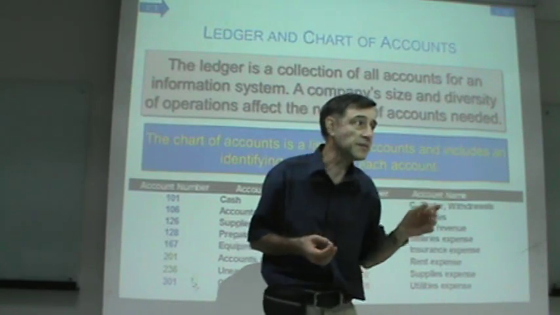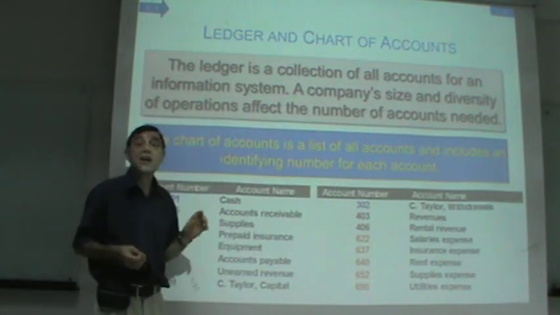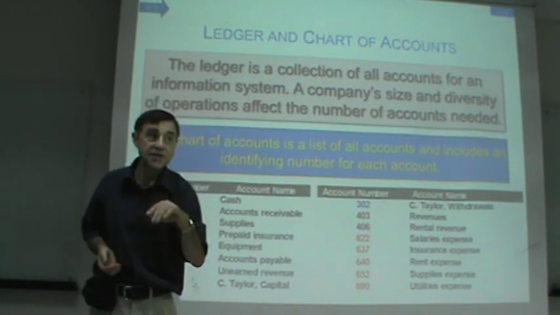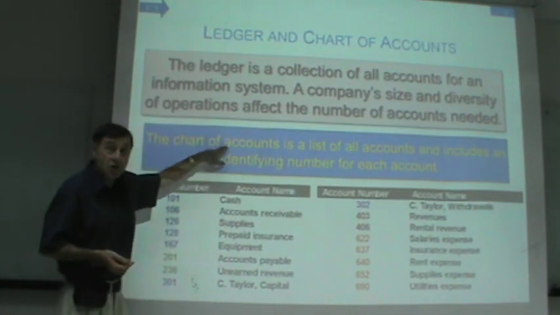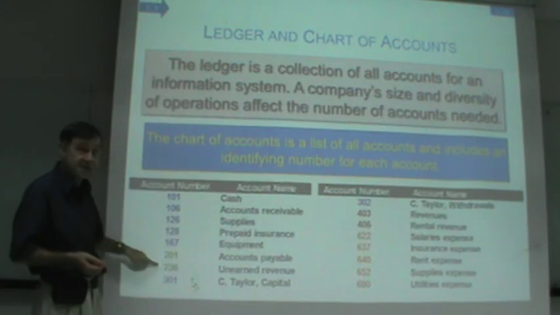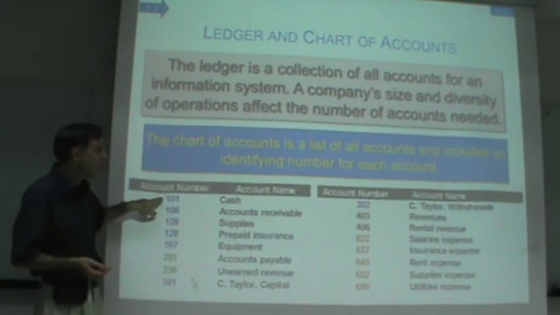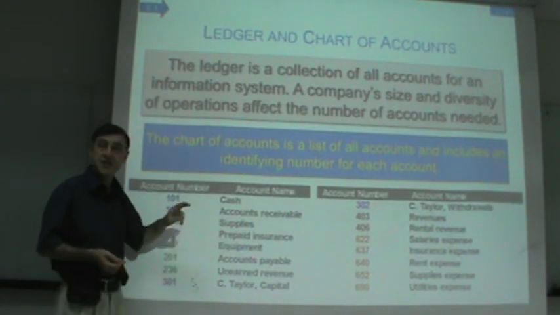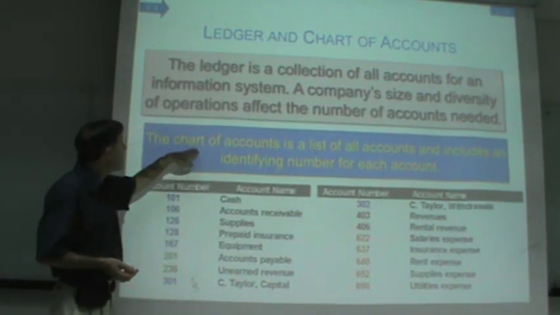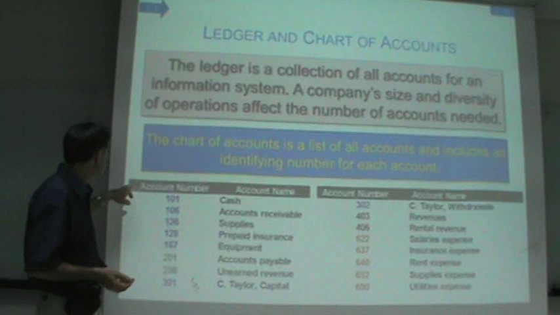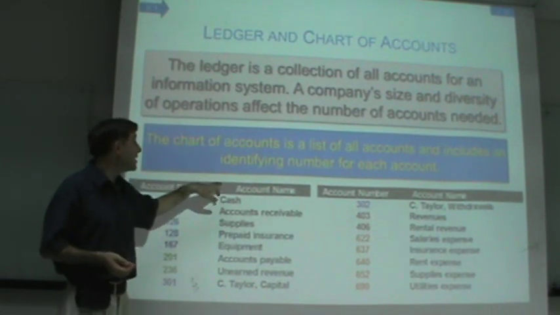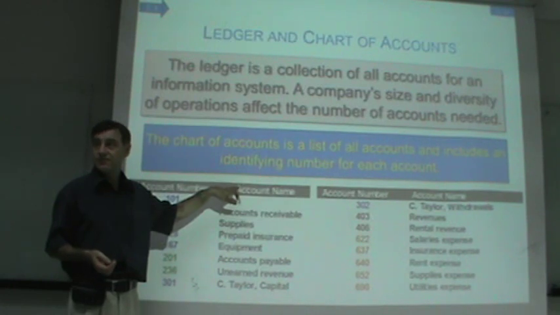Then come back, okay? So, the ledger includes all accounts, while the chart is simply a list. It just tells you 101 is this account, 106 is this account. So, in a chart, you have what's called account number and account name.